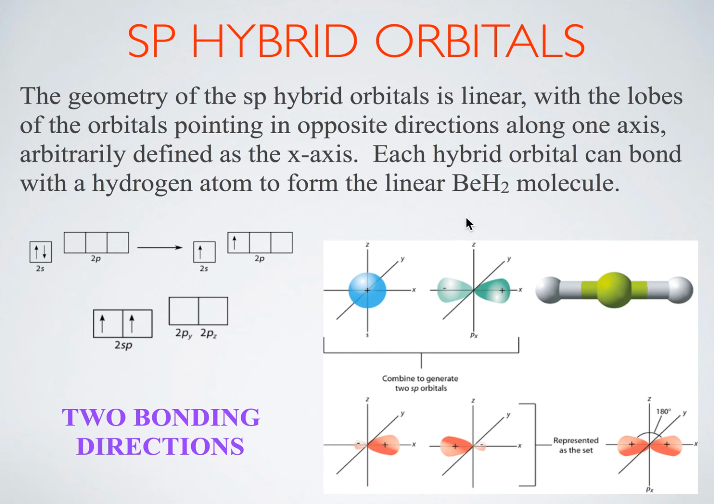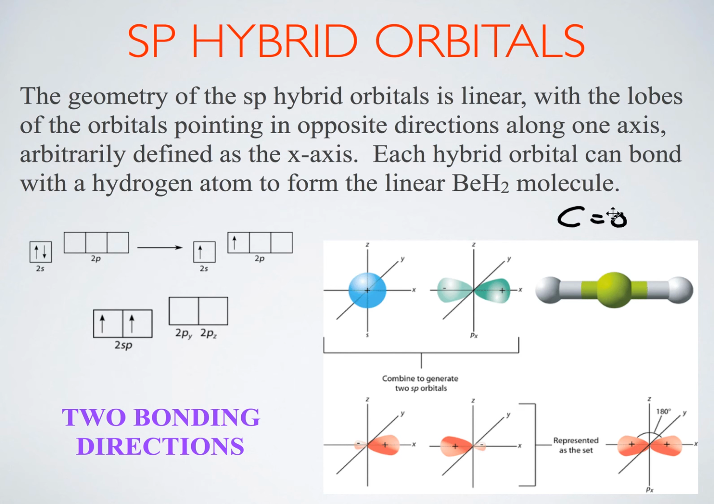Finally, we have sp hybridization. So this would be if you had 2 bonding directions. So for example, I could take electrons from the 2s orbital, promote one of them to the 2p. Since these are not favorable for bonding, they blend together and they make 2 sp orbitals, one going along one side of the x-axis, the other going along the other side of the x-axis, and you end up with a linear molecule.